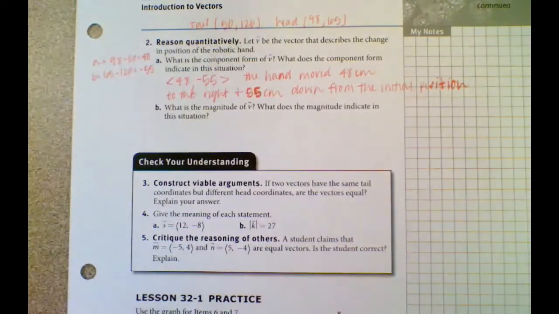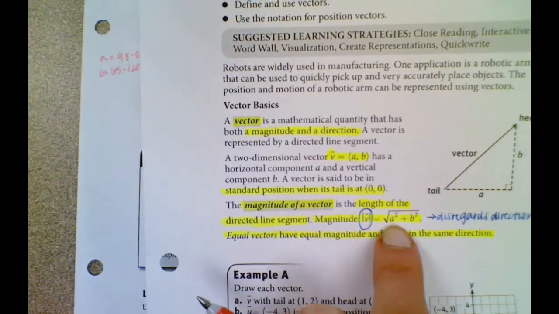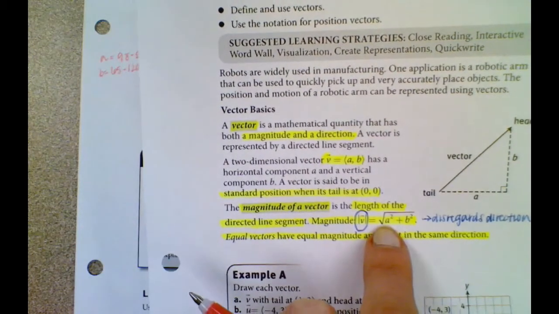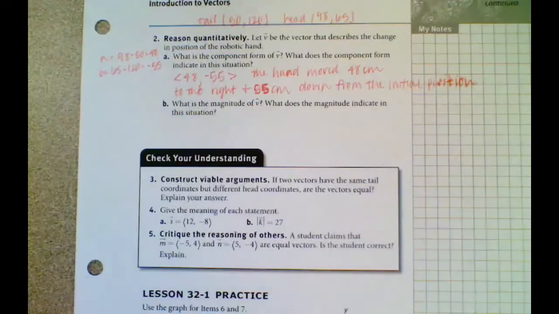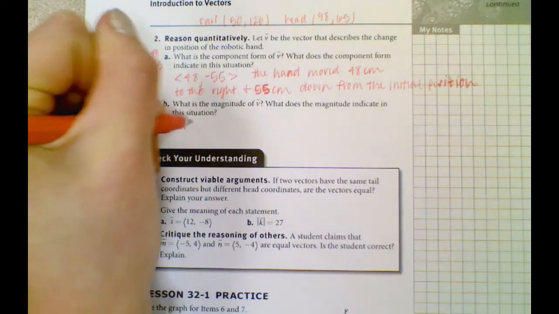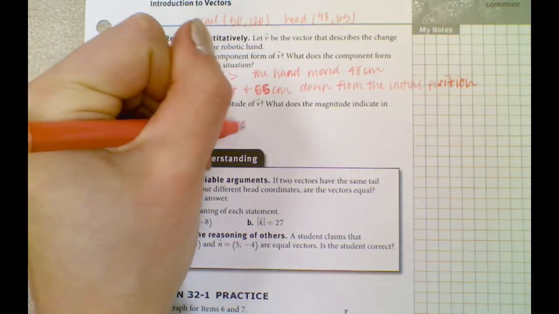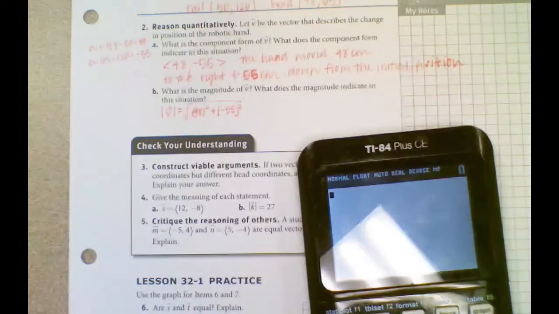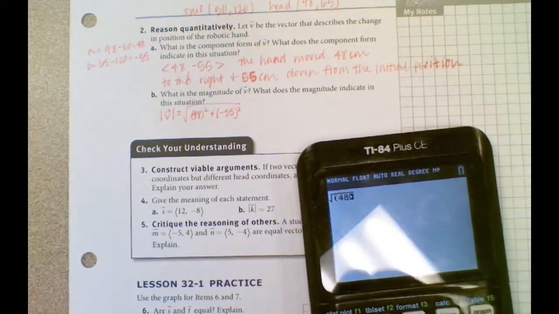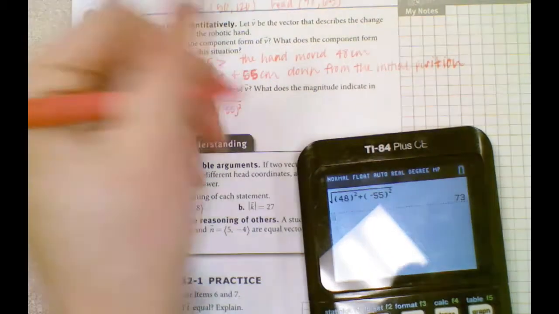The magnitude, remember that little formula from the very first page? You're referring back to this guy right here. Okay, so the magnitude is going to be a squared plus b squared and then the square root of that. So it's going to look like this. Magnitude of V is 48 squared plus negative 55 squared and the square root of that, and you guys can just type that into your calculator. So square root of 48 squared plus negative 55 squared, 73.